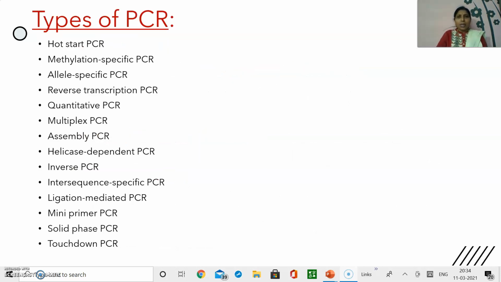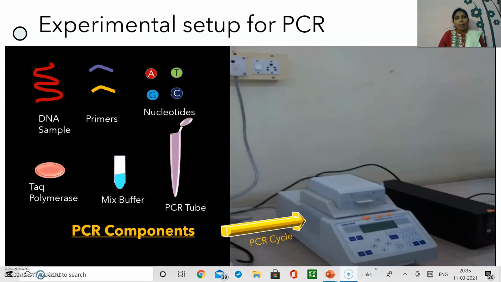Now, let us know the types of PCR. There are different types of PCR like hot start, methylation specific, allele specific, reverse transcription PCR, quantitative PCR, multiplex, assembly PCR, helicase dependent PCR, inverse PCR, intersequence specific PCR, ligation mediated PCR, mini primer PCR, solid phase PCR and touchdown PCR. Now let us see the main experimental setup for the PCR.